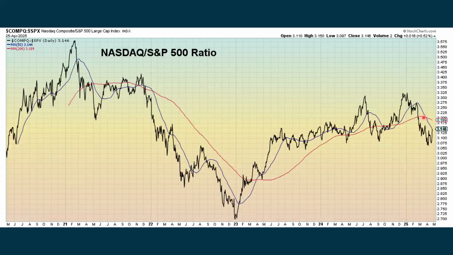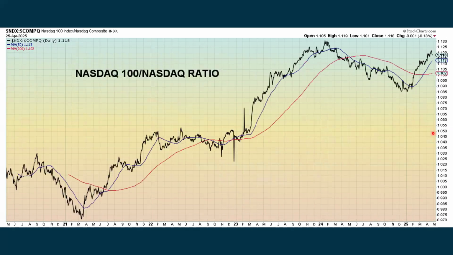Then we look at a ratio between the NASDAQ and the S&P 500, and the NASDAQ's been underperforming for a lot of 2023 and into 2024. The NASDAQ was outperforming the S&P. NASDAQ, again, is mostly growth, where the NASDAQ 100 are the 100 biggest growth stocks in the NASDAQ. Well, this is continuing to come down. This coming back up is showing a little bit of a bounce here with this ratio.